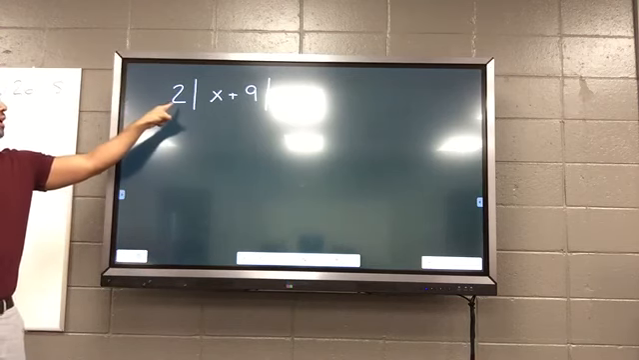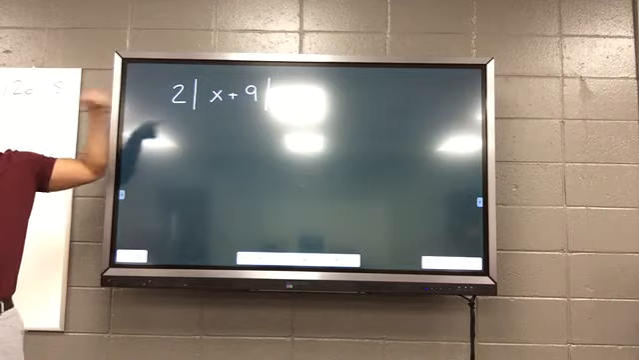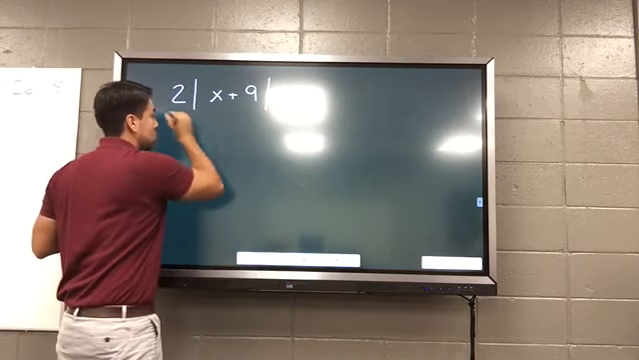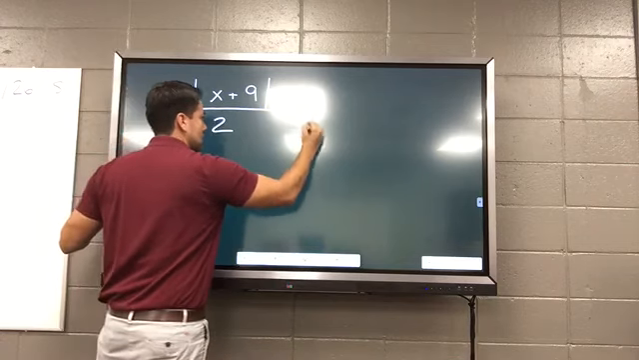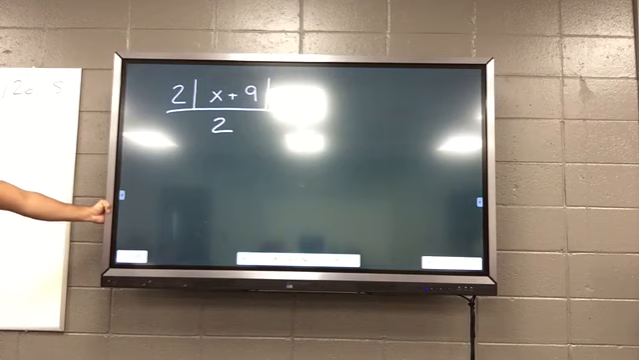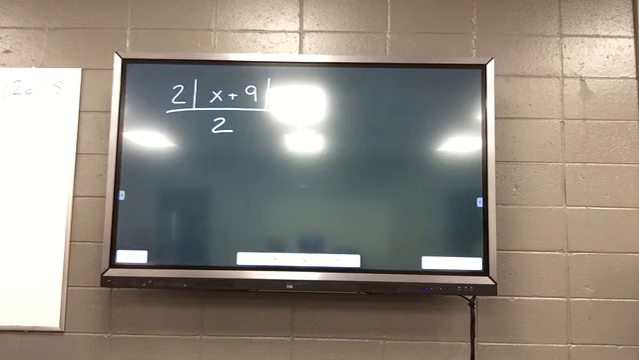Times 2. I'm not going to split this up into its two equations until I get rid of that times 2. How do you get rid of multiplication by 2? Yeah, I'm going to divide both sides by 2. Am I allowed to divide both sides by 2? Why, Jensen? Because of the equality. Divide both sides by 2.